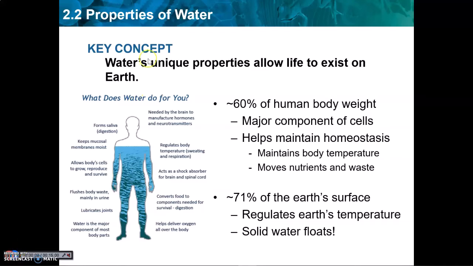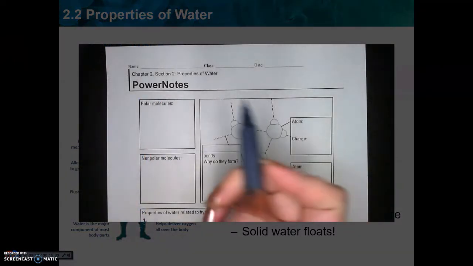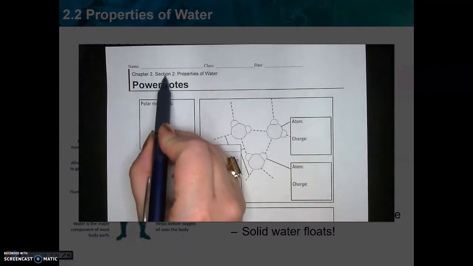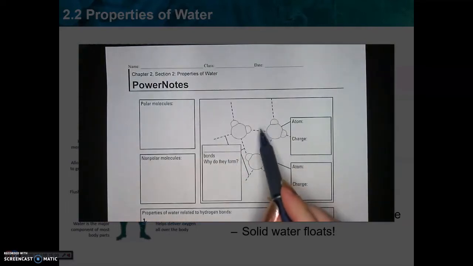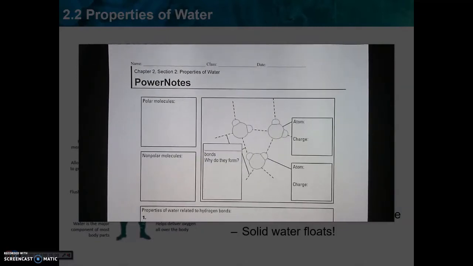Today we're going to be talking about Chapter 2, Section 2 of your text, which has to do with the properties of water. Before we get started, there is a corresponding Power Notes sheet. It looks like this. You can see the chapter and section at the top. There is this diagram of water molecules here, and so you'll probably want to have this nearby so that you can take your notes as we discuss the presentation today.